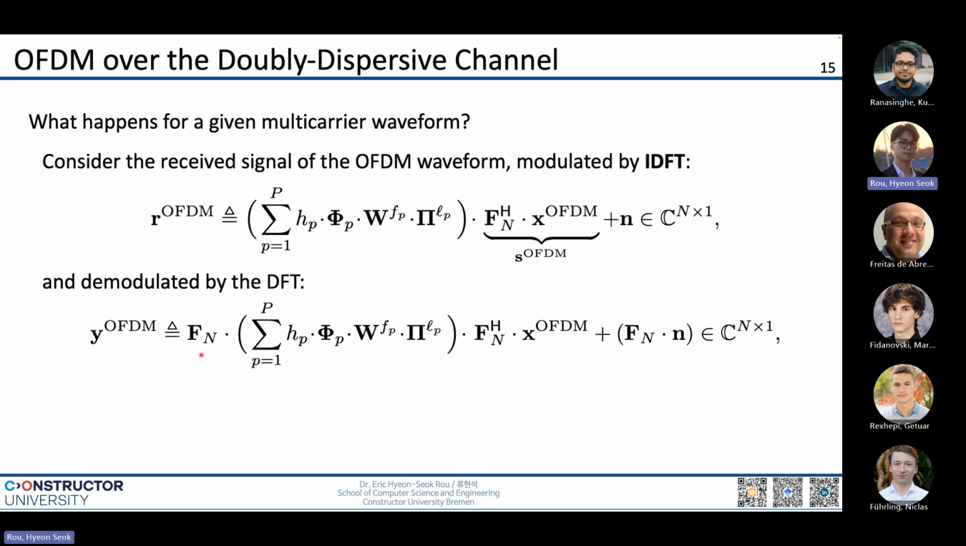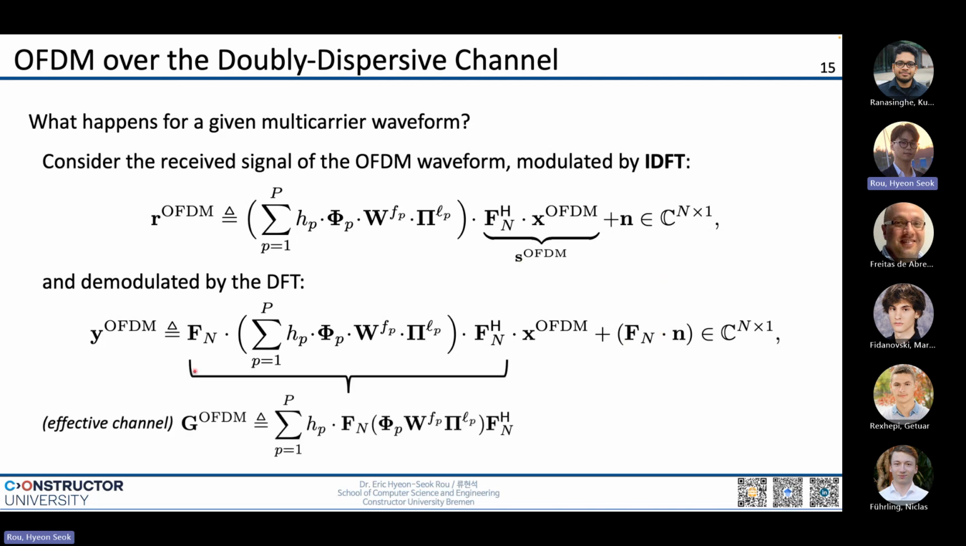Y OFDM. And we get this full left and right multiplication by the Fourier transform matrices. And also the noise we have multiplied by the demodulator, but because the Fourier transform is a unitary transform, this does not change the statistics of the noise. So this is simply some rotated noise.